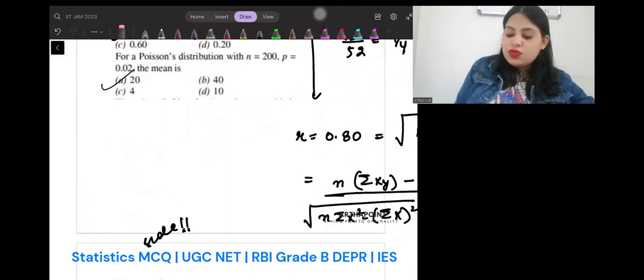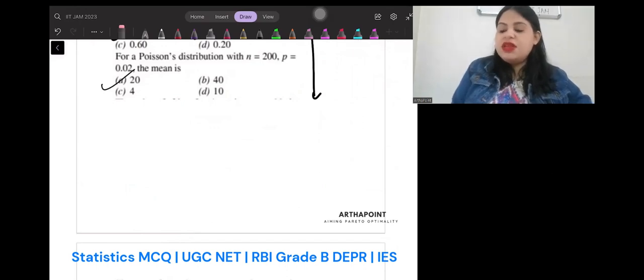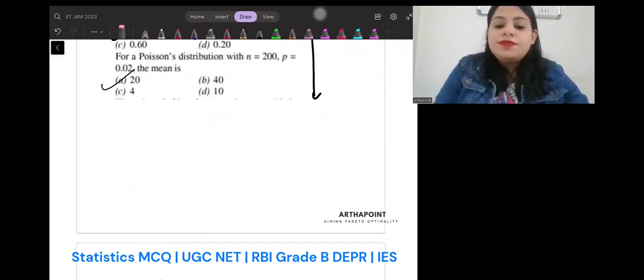For Poisson distribution with n is equal to 200, p is equal to 0.02, the mean is. Now, it will be a good idea if you read about different kinds of distributions. For example, you should at least know about binomial, Poisson, exponential.